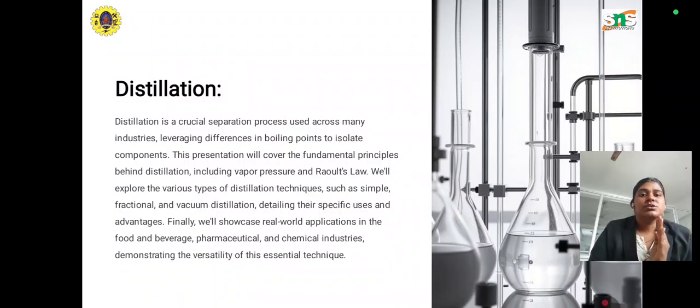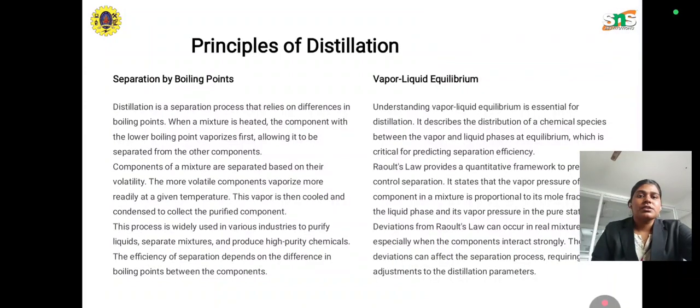First, the presentation will cover the fundamental principles behind distillation, including vapor pressure and Raoult's law. We will then explore the various types of distillation techniques such as simple, fractional and vacuum distillation, detailing their specific uses and advantages. Finally, we will showcase real-world applications in the food and beverage, pharmaceutical and chemical industries, demonstrating the versatility of these essential techniques. So next, what is the principle of distillation? We can see how the distillation process works in an industry.